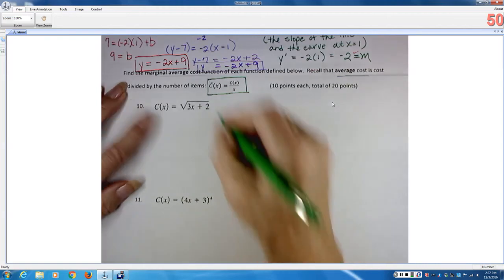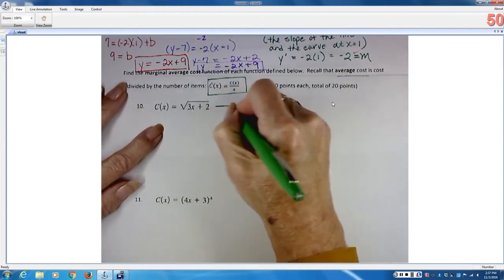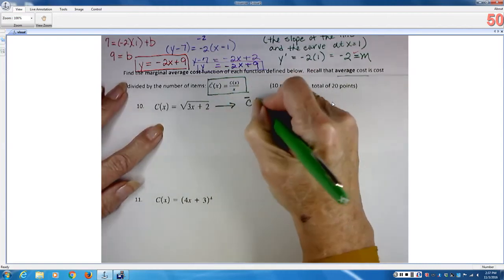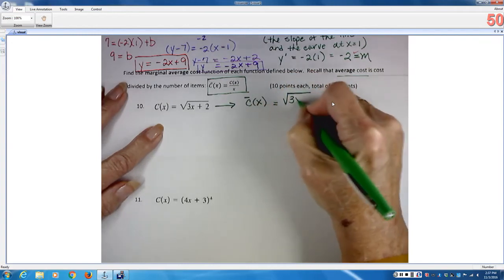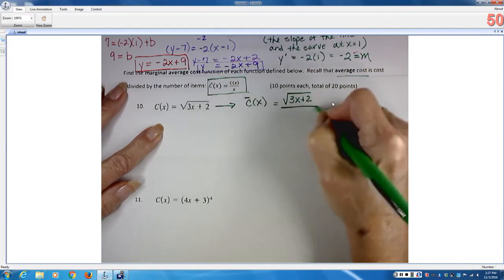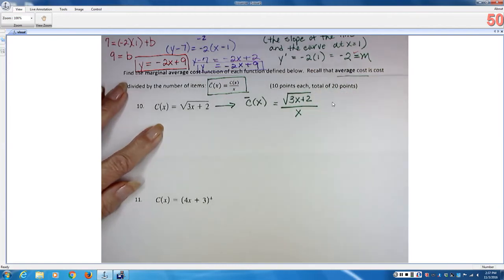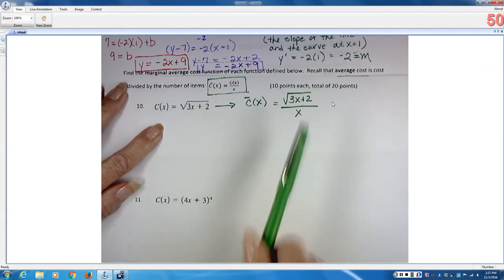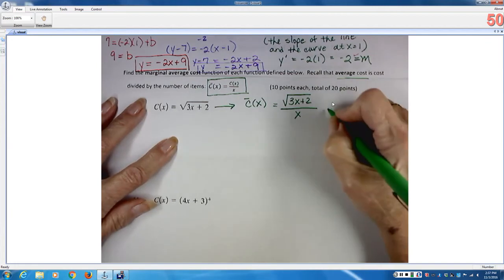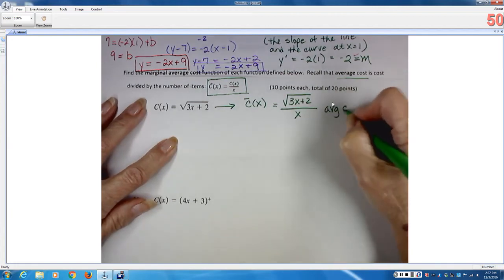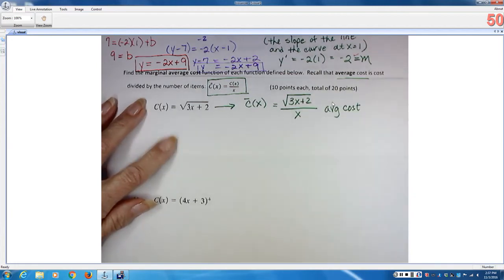So the first thing you need to find is the average cost. There was your first 5 points on that one. You had to have that, because if you didn't have that, you couldn't go any further. So this is the average cost. You need to take the derivative of the average cost to get the marginal.